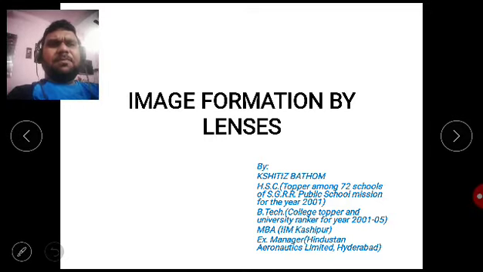I am Kshitij Batham and in today's lecture we are going to study image formation by lenses. This is part of chapter number 10 CBSE NCERT for class 10 science and the name of the chapter is Light, Reflection and Refraction.